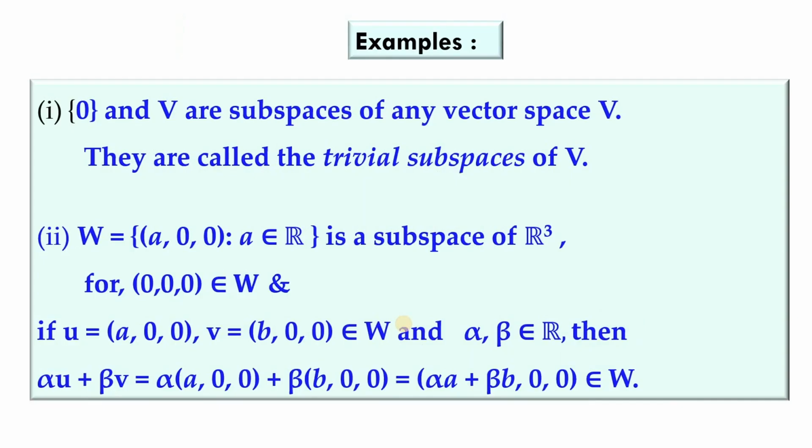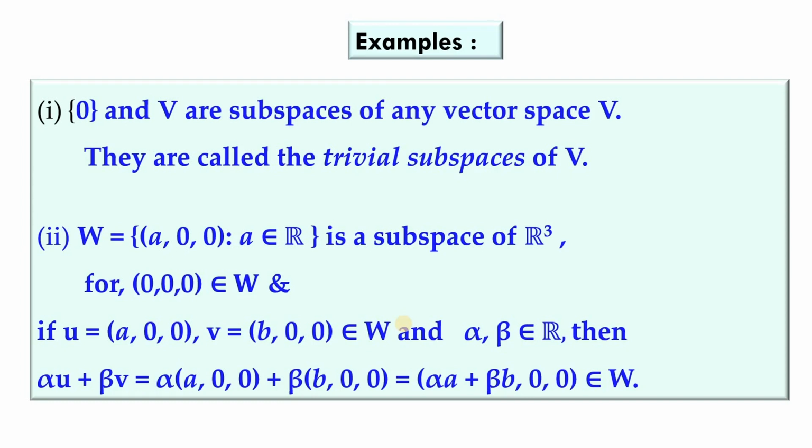Now, a few examples. Singleton 0 and V are subspaces of any vector space V, and they are called the trivial subspaces of V. Now, in the case of R3, if we consider W to be the subcollection of R3 consisting of all ordered triplets with the first component a and the second and third components 0, then W is a subspace of R3 for the reason that W contains the origin, so W is non-empty.